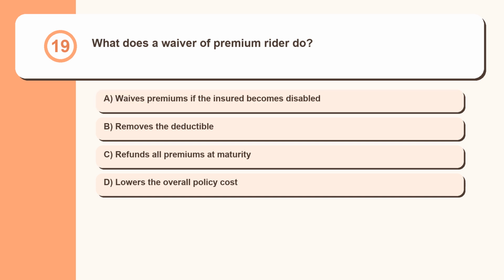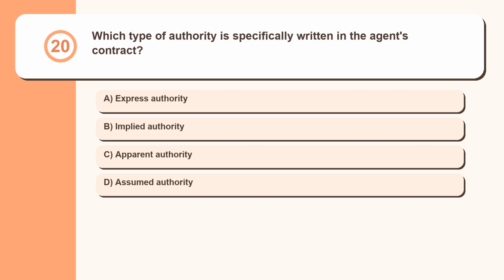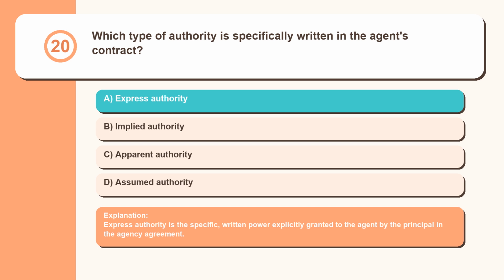Question 19. What does a waiver of premium rider do? Waives premiums if the insured becomes disabled, removes the deductible, refunds all premiums at maturity, lowers the overall policy cost. This rider suspends premium payments if the insured becomes totally disabled, keeping the policy in force. Question 20. Which type of authority is specifically written in the agent's contract? Express authority, implied authority, apparent authority, assumed authority. Express authority is the specific, written power explicitly granted to the agent by the principal in the agency agreement.